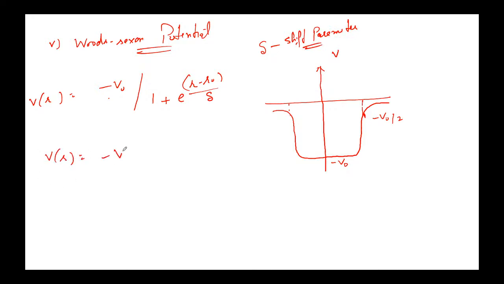So V of R we can also write as R minus R naught over sigma, inverse. So this is the representation of the Woods-Saxon potential. From a competition point of view, sometimes they can ask you the representation of any type of nuclear potential, or they can provide you the figure of a particular nuclear potential, and then you have to identify what type of nuclear potential that is.